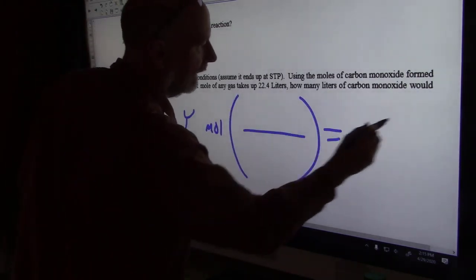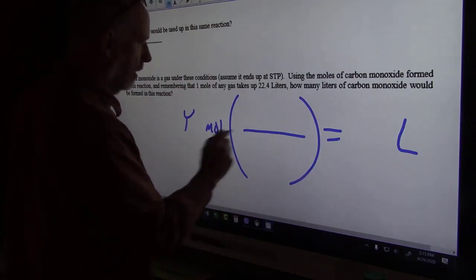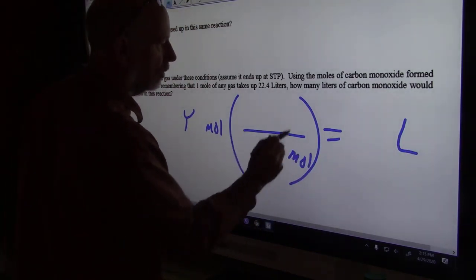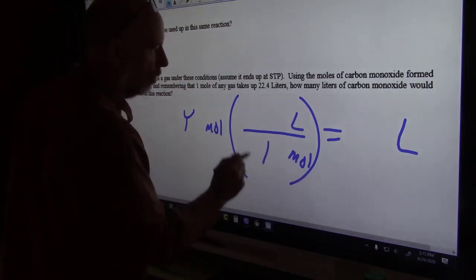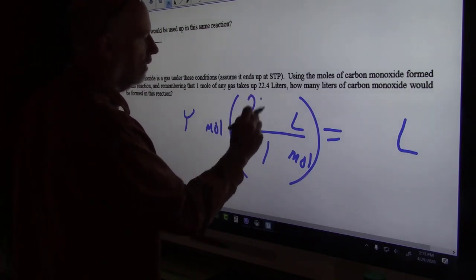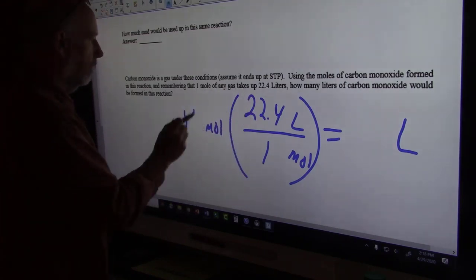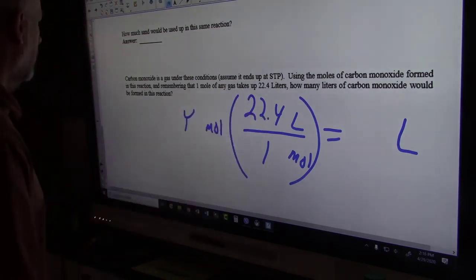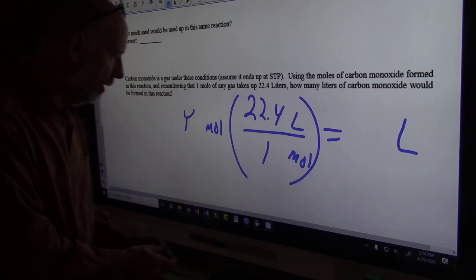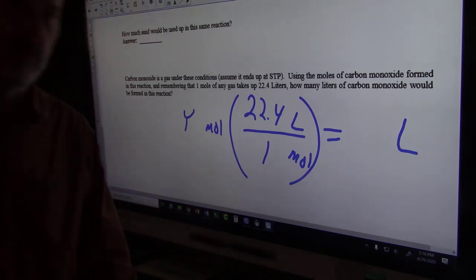And you want to get liters. Take me to your liters. Get rid of moles. Cancel moles. Get liters. 1 mole is, how big is a mole box? 22.4. We did this a long time ago. Cancel out. Take your number of moles. That should get you through this beast of a worksheet. Peace out.